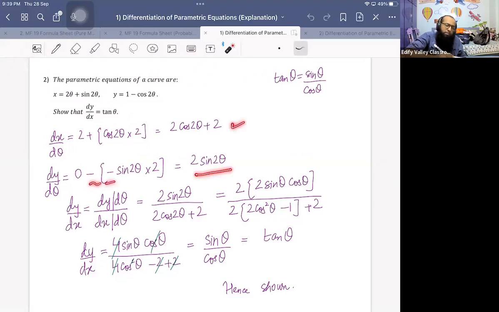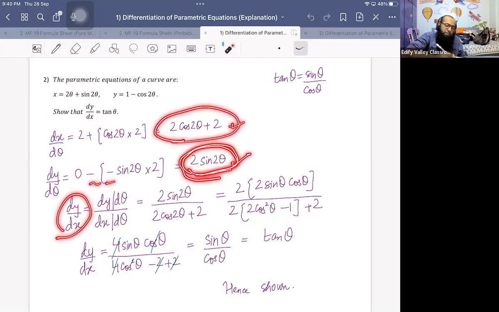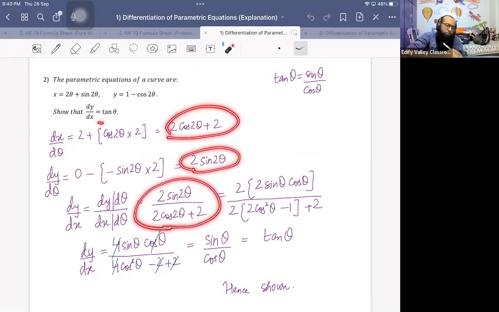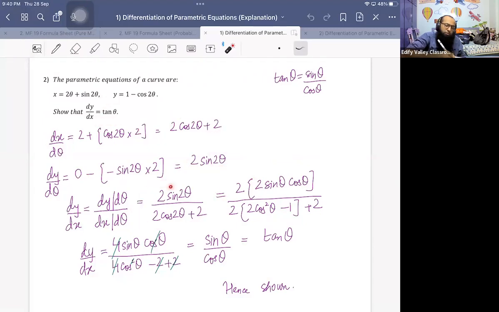So we have got both dx by d theta and dy by d theta. Then we need dy by dx. For that, we are going to divide dy by d theta by dx by d theta. So 2 sine 2 theta divided by 2 cos 2 theta plus 2. Then we have to reduce it to tan 2 theta. So now we know that there's a double angle formula involved. Sine 2 theta, the double angle formula is 2 sine theta cos theta.